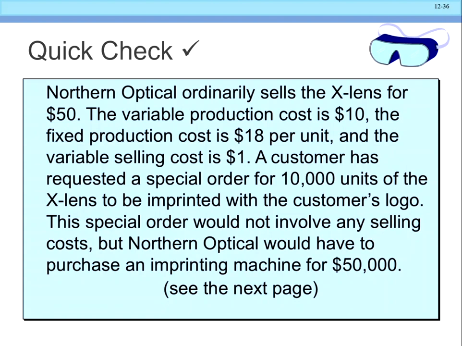Like I said previously, be careful, certain texts may tell you that fixed costs are always irrelevant, which is not true. If fixed costs are avoidable or they vary between the alternatives, then those fixed costs are going to be relevant. Okay, let's see the next page.